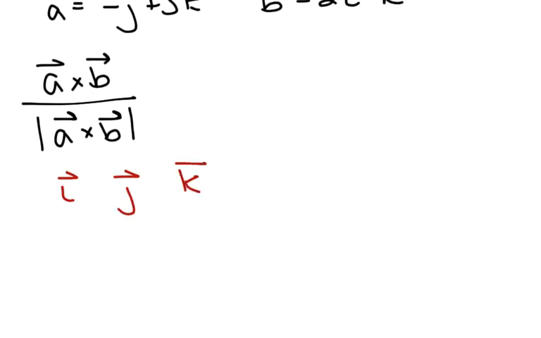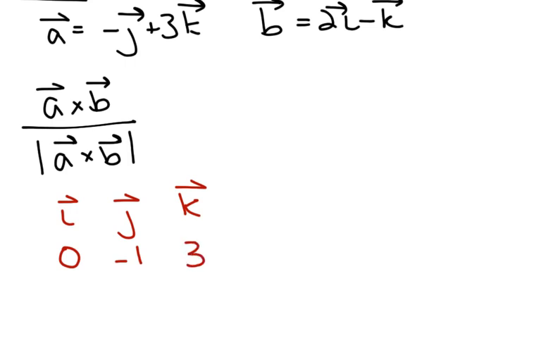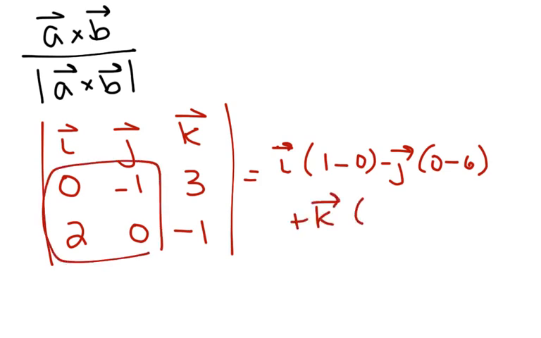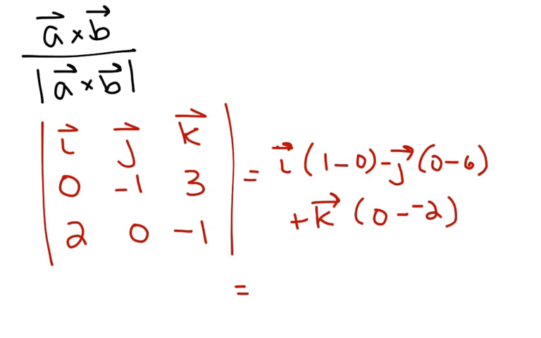So let's start with the cross product. i, j, k go in the first row. Vector A is 0, negative 1, 3, because there's no i component, so it has to be 0. And vector B is going to be 2, 0, negative 1. So I'm going to get i. Now I'm going to start skipping steps. The cross product of this is going to be 1 minus 0. Then I'm going to do minus j, and I'm going to do the cross product of this. So I'm going to get 0 minus 6 plus k, and now I'm going to do the determinant of this. And I'm going to get 0 minus negative 2. So the cross product is going to be 1i plus 6j plus 2k.